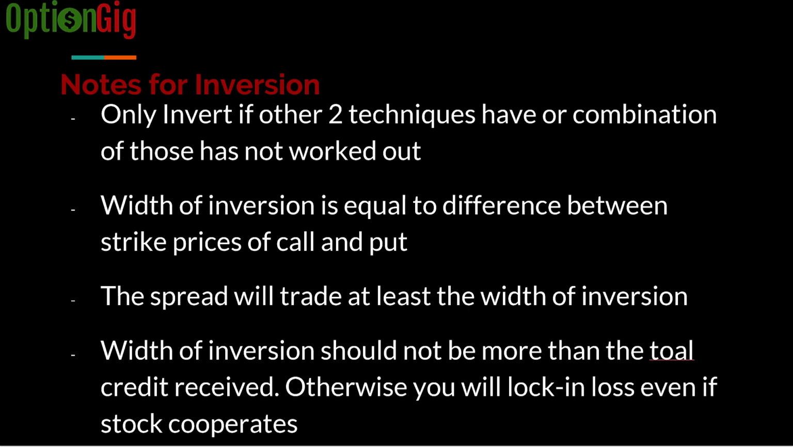So I don't suggest that in your endeavor to collect more premium, you go so far inverted that you have just given up on the trade and locked in losses, even if stock cooperates. So always take note that you should only go inverted at the max equal to the amount of credit that you have collected, so that if stock cooperates, you can still break even. Ideally, I leave some room for profit, so generally the width of inversion will be less than the amount of credits that I have collected, so that if stock cooperates, I can still exit this trade at a small profit. So that's all about technique number 3, which is going inverted.